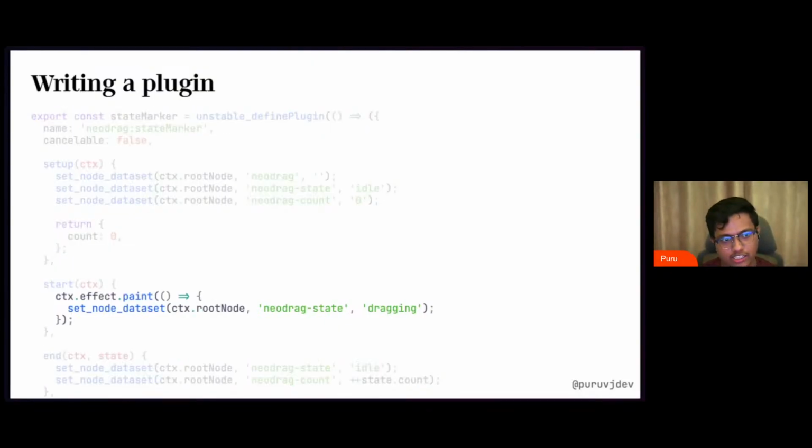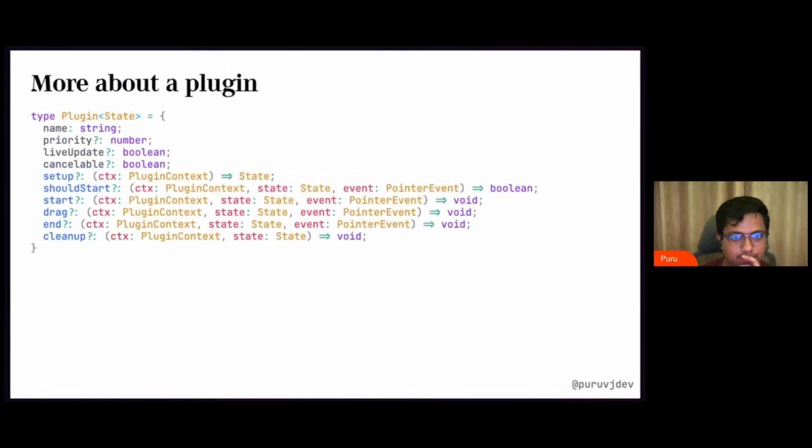And if you look at this particular line, you'll notice something interesting happening. Here's a Neodrag specific function called effect.paint. Any side effects are done in this effect lifecycle, and it is scheduled to be run in the next frame, minimizing layout thrashing. Another advantage is that it is cancelable. Means if any other plugin down the line cancels the drag operation, this effect will not be run. It will just be discarded. This is useful to avoid having to reverse changes.